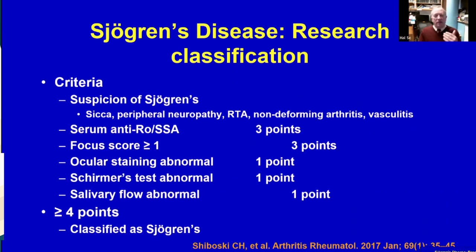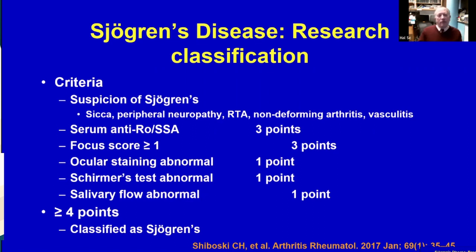Then either anti-Ro or a focus score on pathological examination of your salivary gland are 3 points each. Ocular staining abnormalities, abnormal Schirmer's test, and abnormal salivary flow, that's unstimulated whole salivary flow, are all worth 1 point each, and you need 4 points to be classified as Sjogren's. And that means, of course, you have to have one of either the antibodies or the focus score.